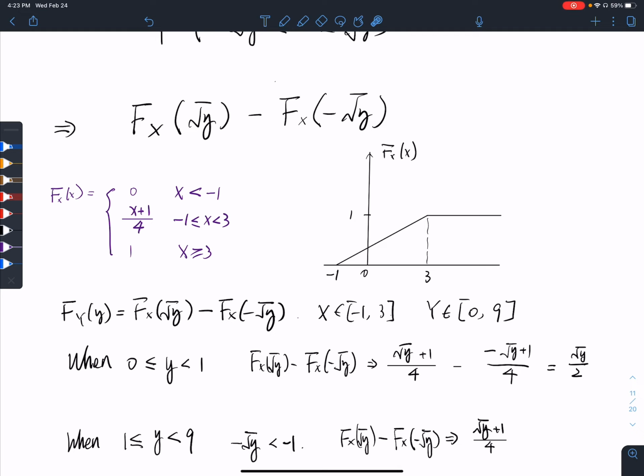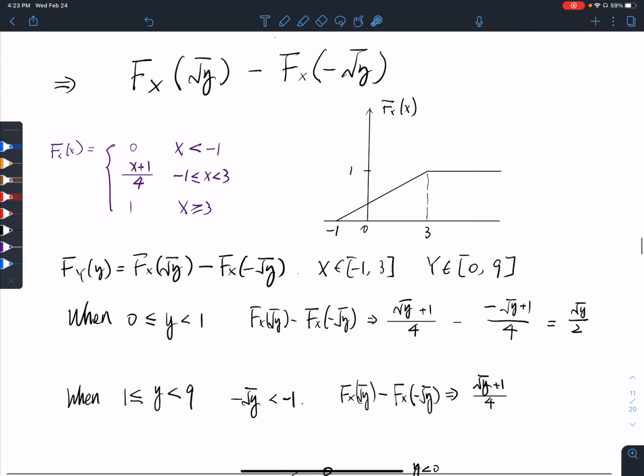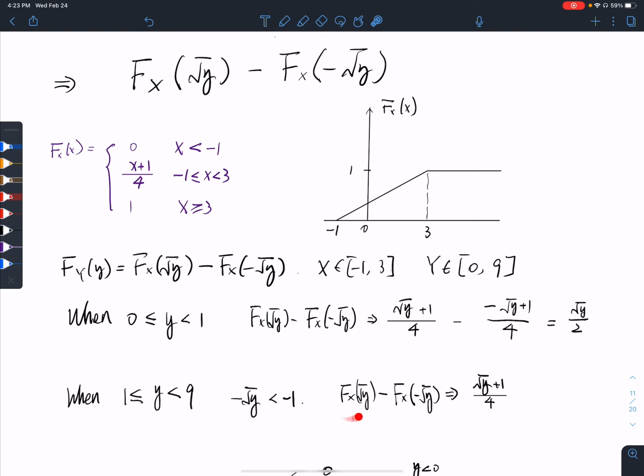When y is between 0 and 1, both sides we need to think about, because this part belongs here, so it still has some value we need after we plug in. But when y is greater than 1 and less than 9, the negative square root of y is less than -1. For this situation, we know f_X of negative square root of y is equal to 0. So for this part, we only calculate this part.